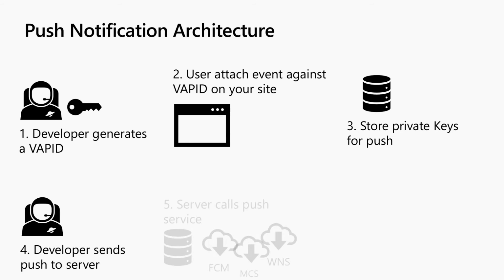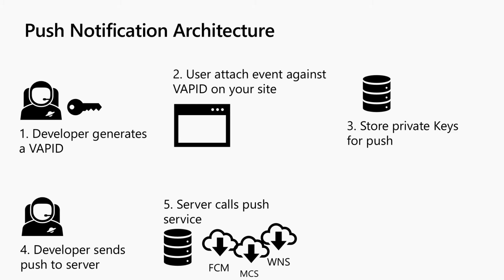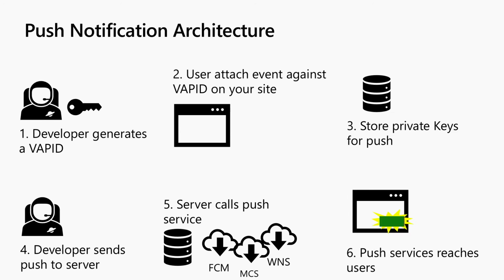When the developer wants to send a push notification, they'll actually use the private key on their server to call each of the different push services. So for Microsoft, we have WNS. There's the Firebase one for Chrome, the FCM, and Mozilla's MCS push notification services. And so the fact that they've registered with the public key, you then use the private key to push that through a push service that reaches your user.